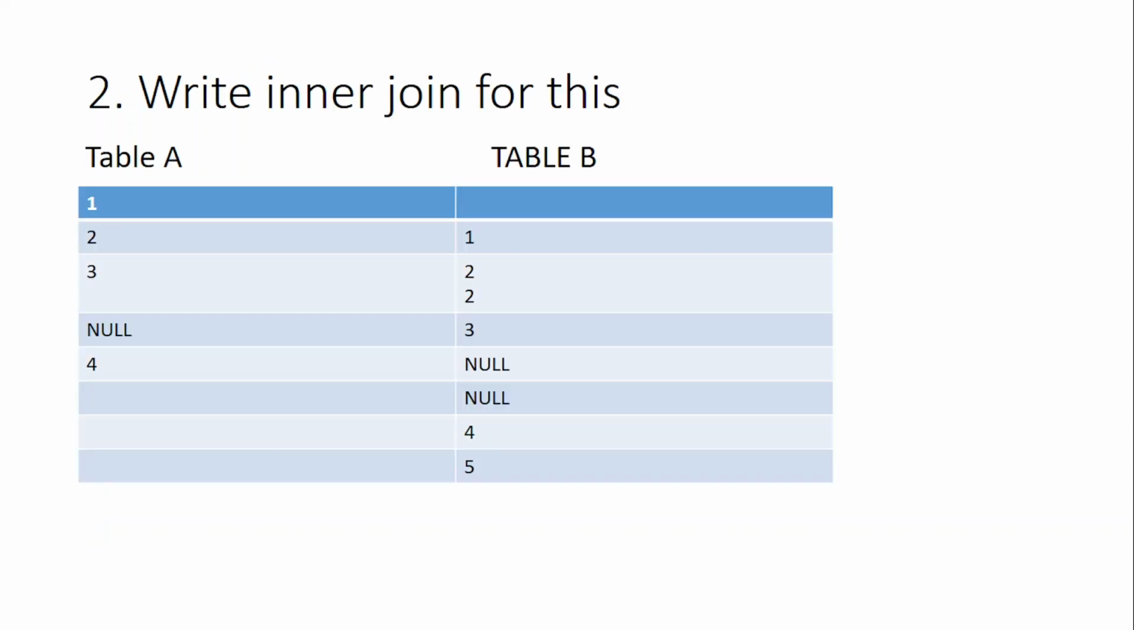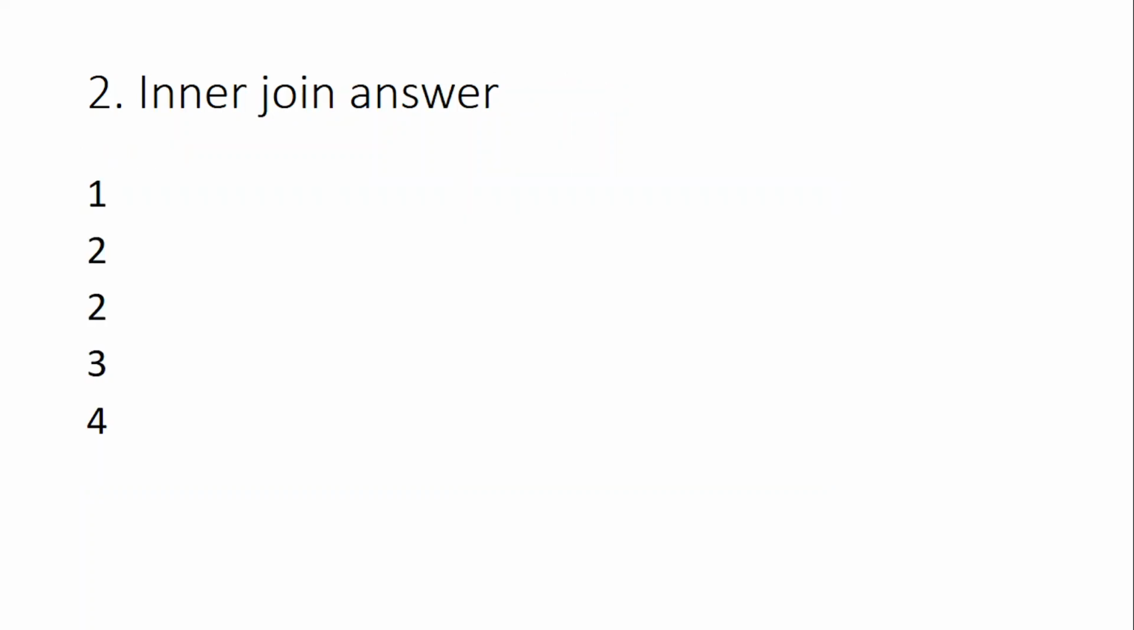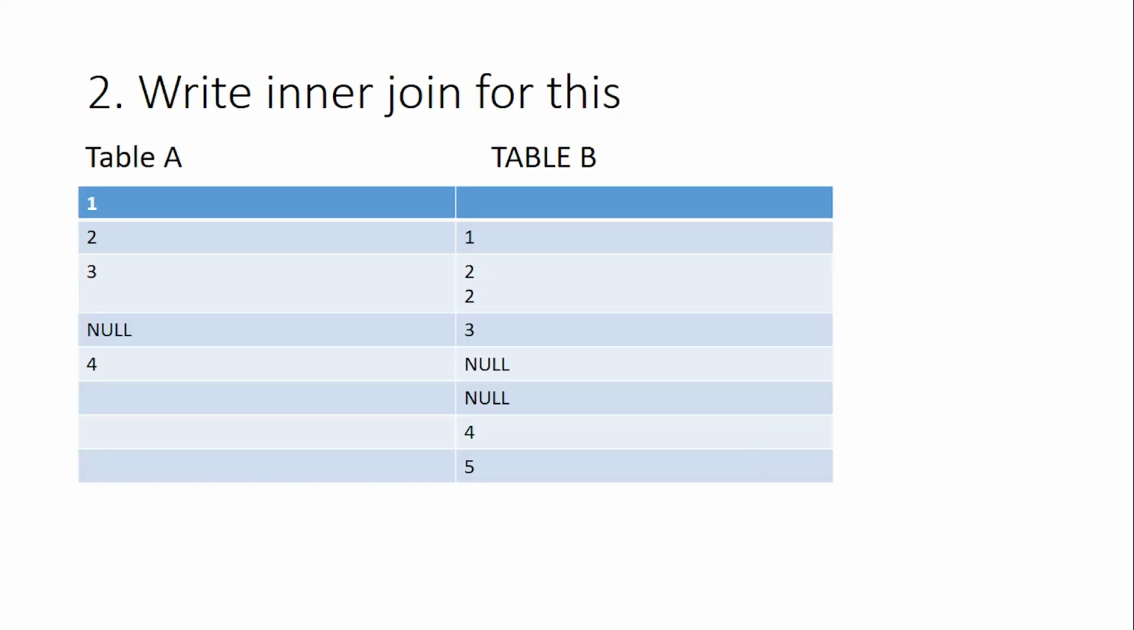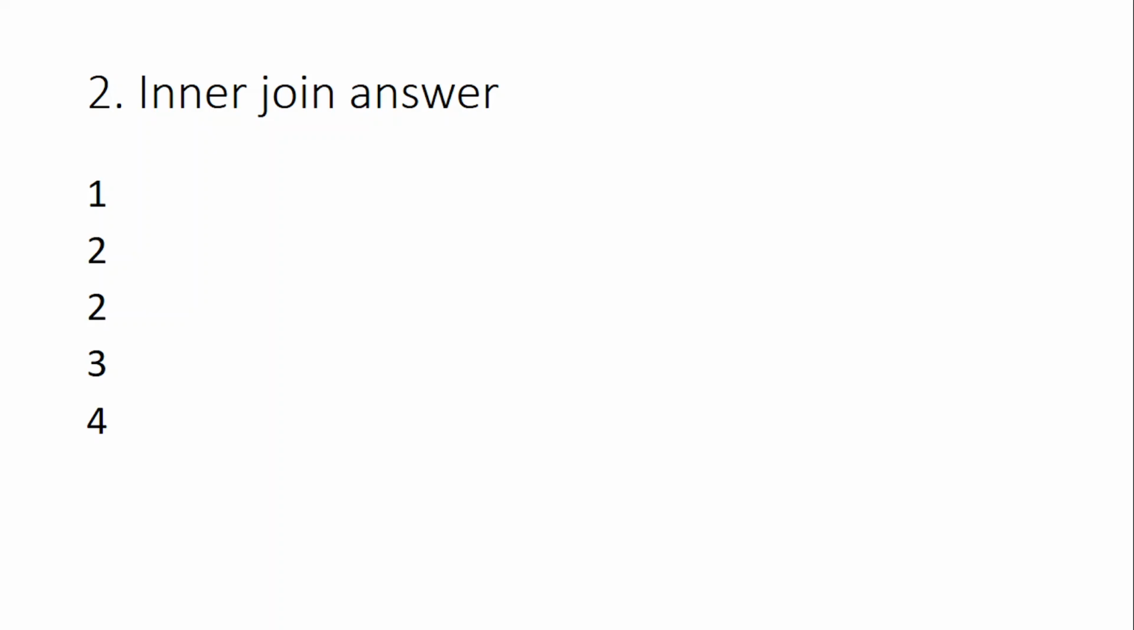The next question is: what is the inner join for the same data? Inner join returns the common elements in both tables. So 1 matches to 1, 2 matches to 2 of table B, and then again matches to the other 2 of table B, and then 4 matches to 4. So the answer will be 1, 2, 4. 3 should not come. Yeah, 3 will also come because 3 is also common in both tables.